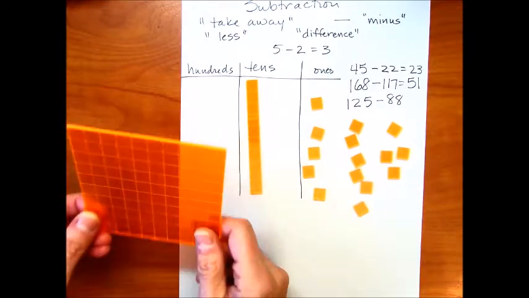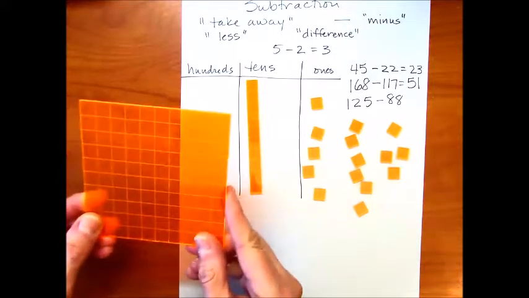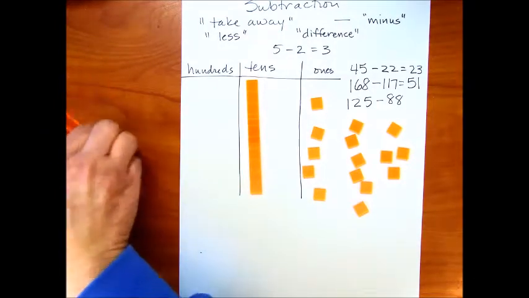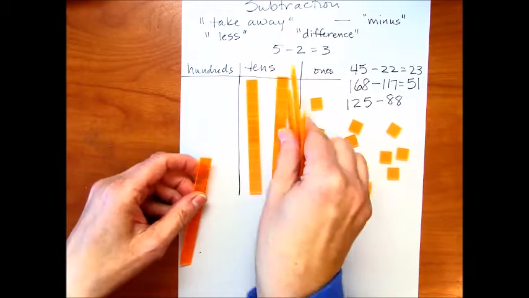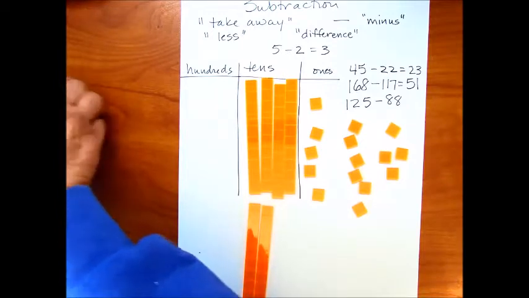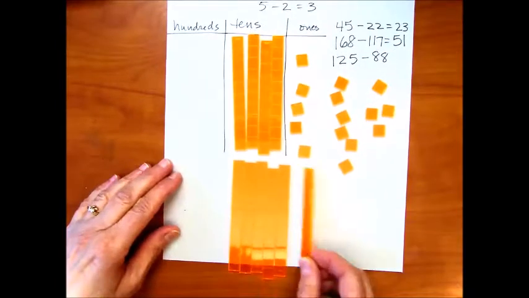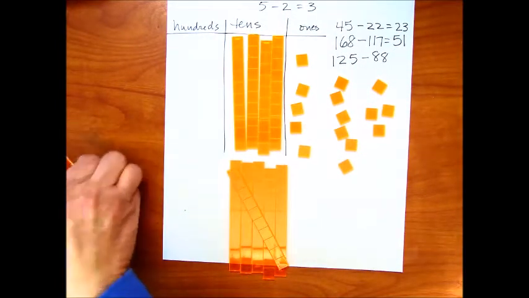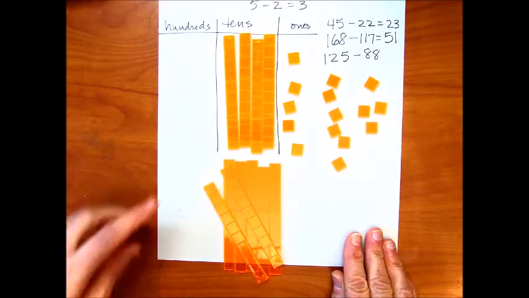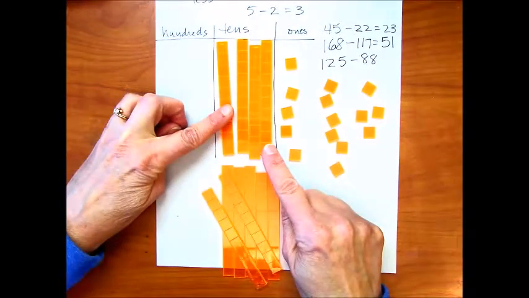So I'm going to trade in this 100 for 10 tens. So I'm going to take this away and instead put 10 additional tens in my tens column. So that's 3, 4, 5, 6, 7, 8, 9 and 10. So the 1 was there, and then I added 10 tens. So now we have a total of 11 tens.